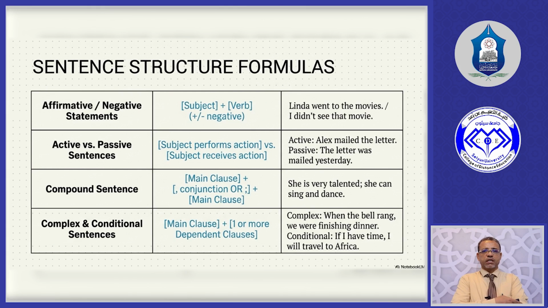Complex or conditional sentence: a main clause plus one or more dependent clauses. You see, when the bell rang, we were finishing dinner. Okay, we were finishing dinner. This is complex. When the bell rang, we were finishing dinner. Conditional: if I have time, I will travel to Africa.